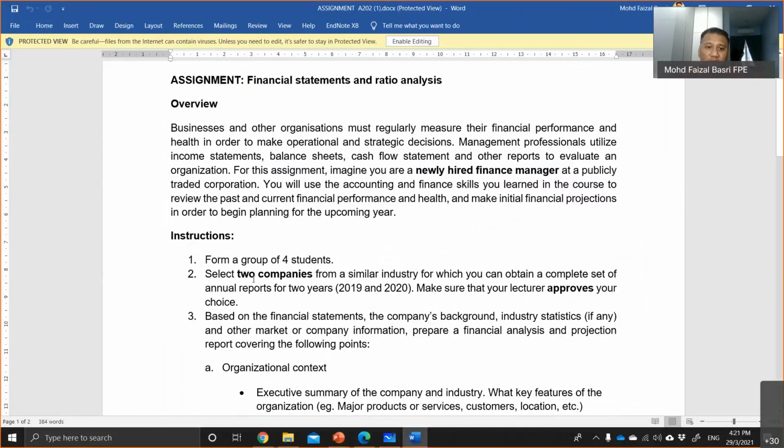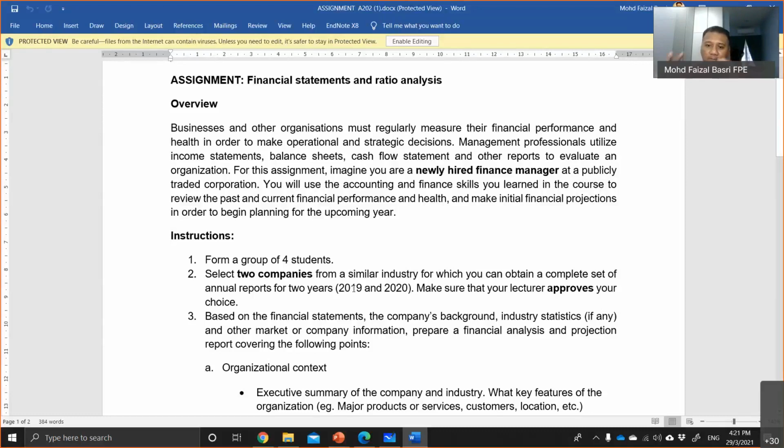Okay, you need to choose 2 companies from a similar industry. So I've listed 10 just now, or last week. You can follow that industry. You need a complete set of annual reports for 2 years. I know for some of the companies, we don't have 2020 yet. So if you don't have 2020, use 2019 and 2018. Right, so that's one thing.